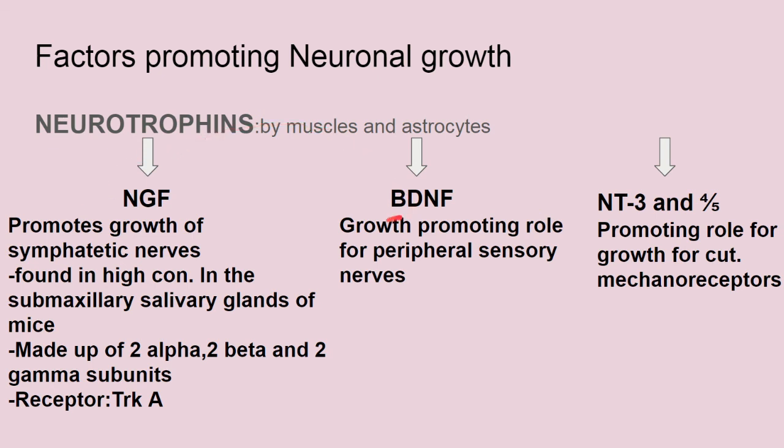Now BDNF, brain derived neurotrophic factor. This mainly has a growth promoting role for peripheral sensory nerves. The previous one was for sympathetic and sensory nerves. This is for peripheral sensory nerves. And last is neurotrophin 3 and 4/5. Now they mainly promote the growth of cutaneous mechanoreceptors. So neurotrophins are of 3 types: NGF, BDNF, and NT3 and 4/5.